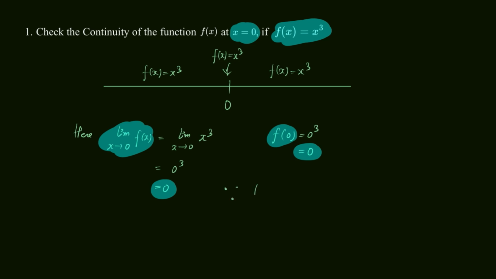Since the limiting value and the functional value are equal, the function f(x) is continuous at x equals 0.